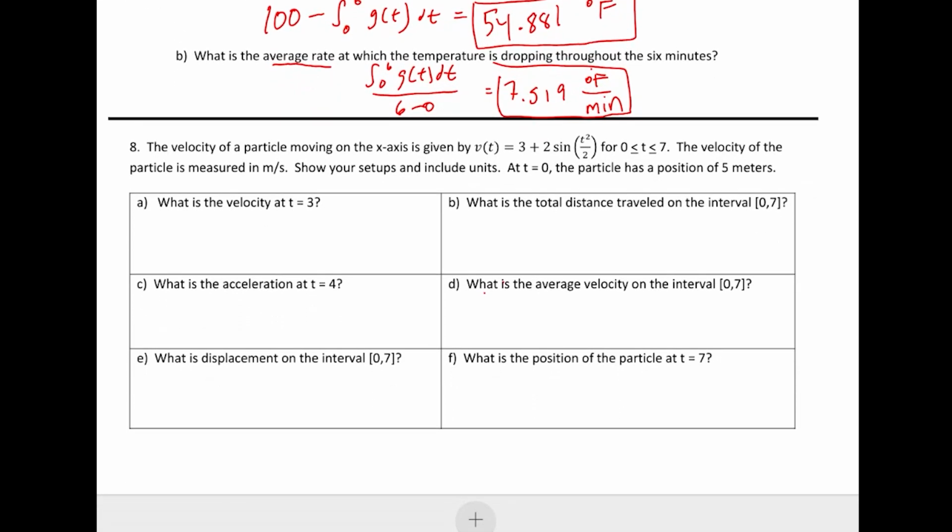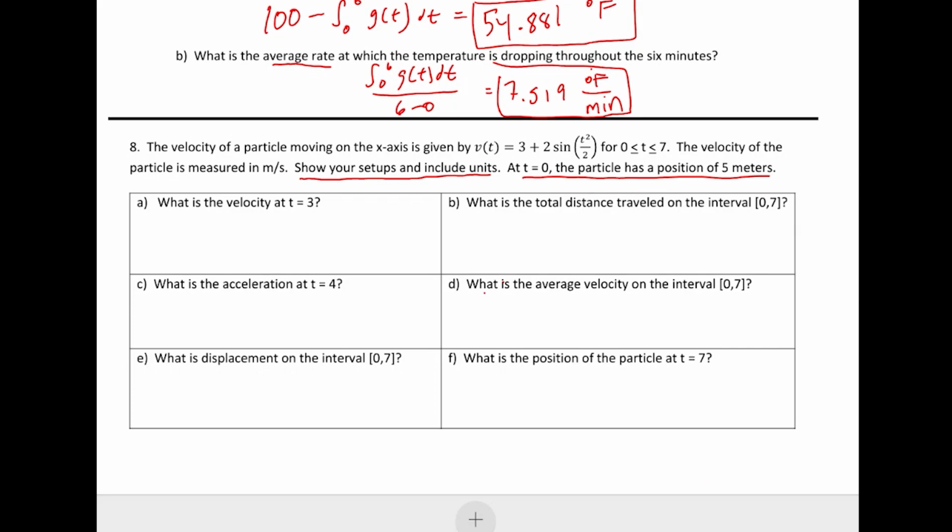And that brings us to the last problem of the review. It says the velocity of a particle moving on the x-axis is given by v of t equals 3 plus 2 sine t squared divided by 2. For t values between 0 and 7, the velocity of the particle is measured in meters per second. Show your setups and include units. It's going to be key here. On the free response section, you do have to both show your setup and include units. It also says that at t equals 0, the particle has a position of 5 meters. I imagine that's going to come into play if they ask us about the position at any other time.